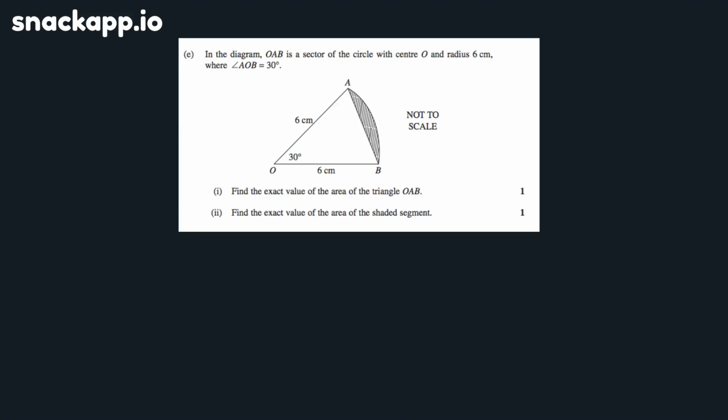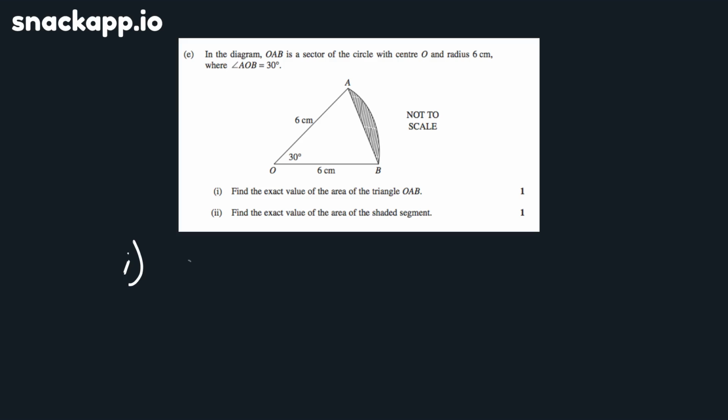So this is a two-part question. We're looking at the shape OAB, which is a triangle or a section of a whole circle, if you include the shaded region. Now, for the first part of the question, part I, what we need to do is find the exact value of the area of the triangle OAB.